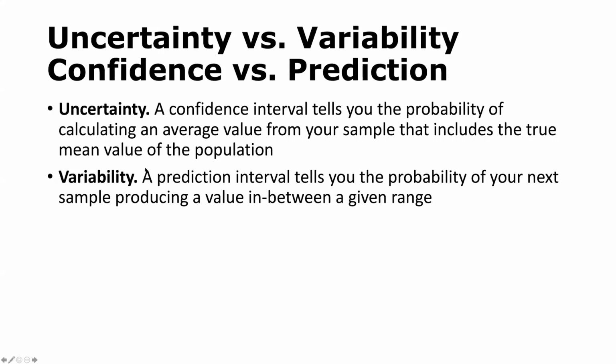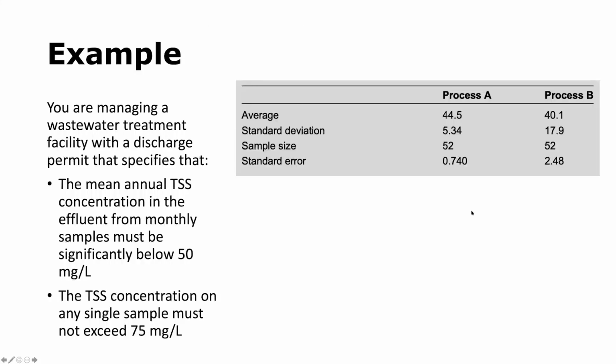Variability, on the other hand, is associated with a prediction interval. And a prediction interval tells you the probability of your next sample producing a value in between a given range. Both of these are used in regulatory settings, like, for example, the State Water Board or the EPA. Both of these concepts of variability and uncertainty are used when determining thresholds for compliance. And this example problem will illustrate that.